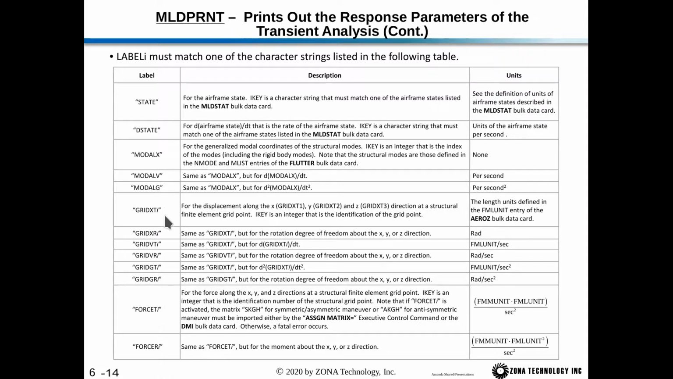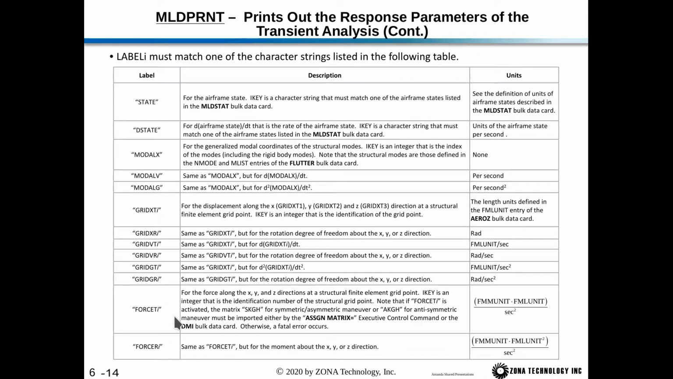Then we have the grid options. Grid XT is displacement along the X, Y, or Z direction at a structural finite element grid, where I key is the integer of the identification number of the grid point. Grid XR is the rotational degree of freedom about the X, Y, or Z direction. Grid VT is the velocity of the grid. Grid VR is the rotational velocity of a grid. Grid GT is the second time derivative, the acceleration. Again, grid GR is the second time derivative of the rotational degree of freedom.